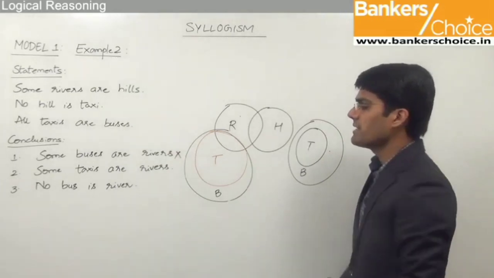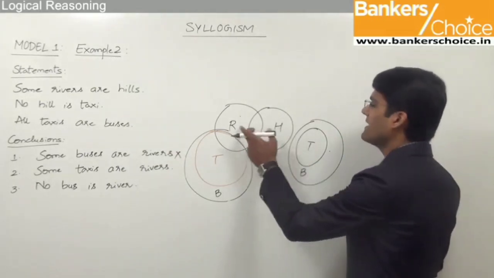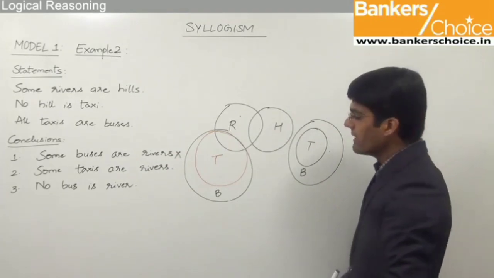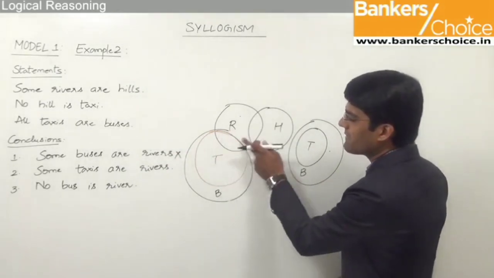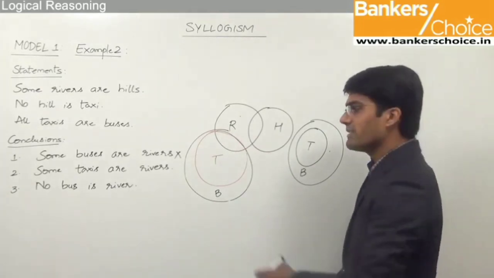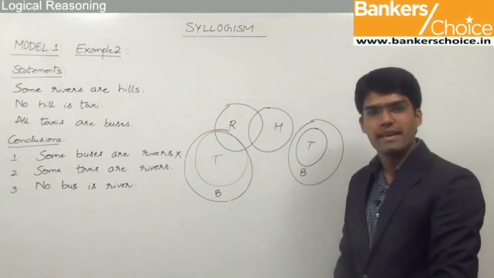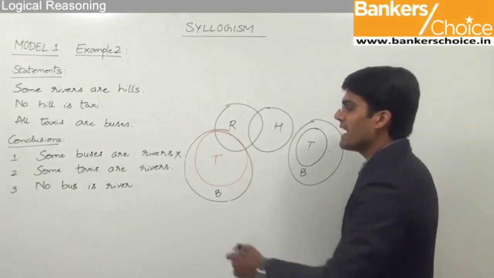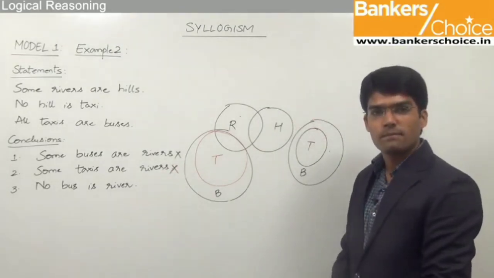The second conclusion here is some taxis are rivers. So if you go by the basic diagram, there is no overlapping between taxis and rivers. But if we take the taxis as shown by the red circle, we find that definitely some of the taxis are rivers. So this second conclusion is true again in the second case, but not in the basic diagram. So again, it can be taken as false because the conclusion must be true in all the cases.